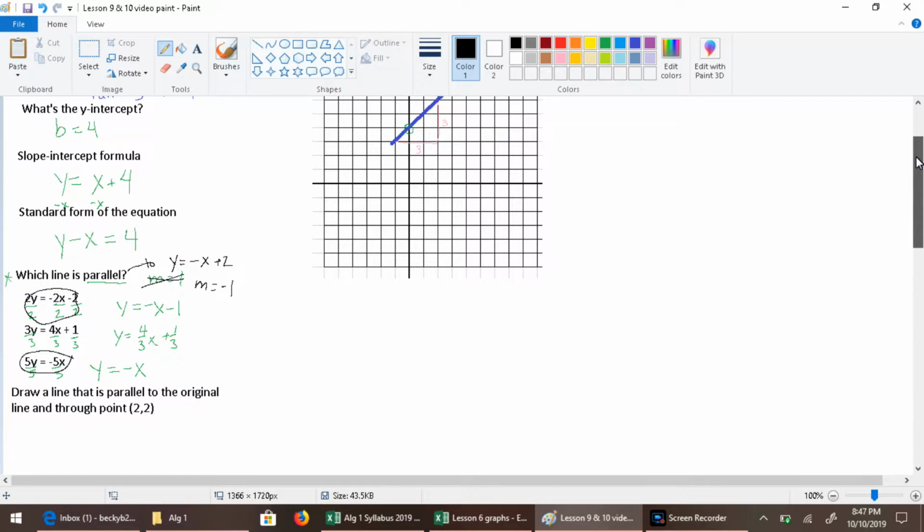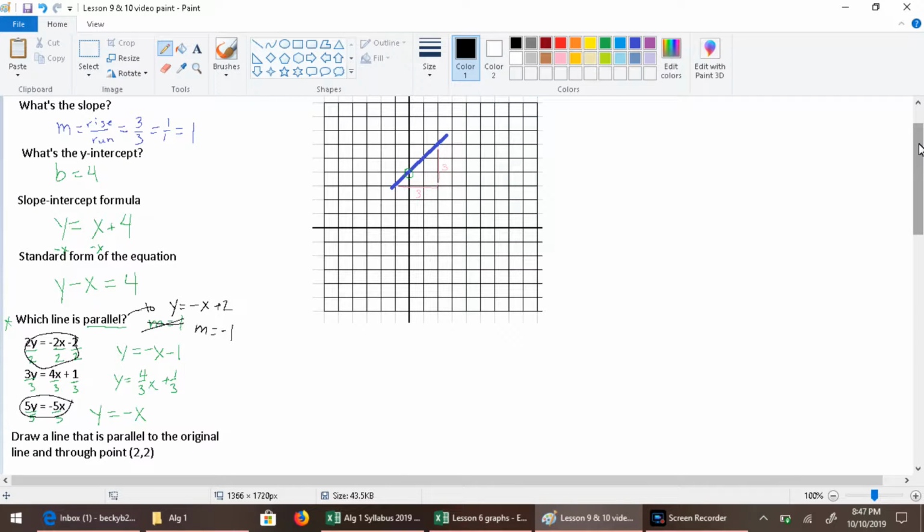Draw a line that is parallel to the original line. All right, so parallel to this line right here and passing through the point (2, 2). Okay, so we know that it's going to have to go through (2, 2). And parallel means it's going to have the same slope. So we can go up 1 over 1, up 1 over 1, up 1 over 1.